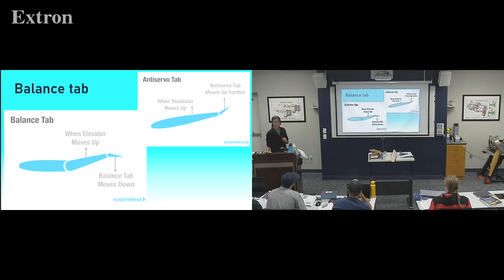Starting to understand the difference between the trim and then the anti-servo tab? Yes. And that's an excellent question, because that's what I'm addressing next. Because that's a very good thing to realize.